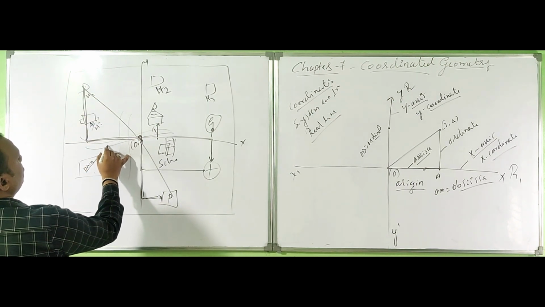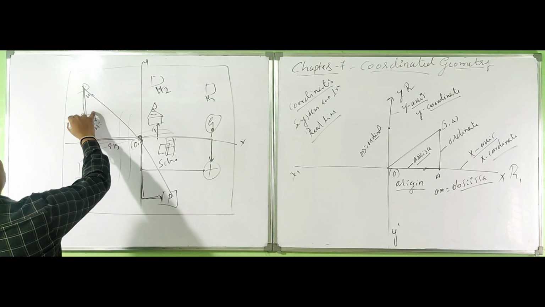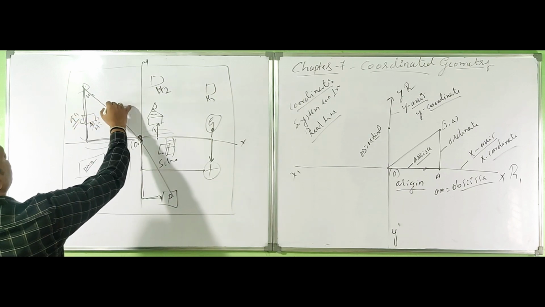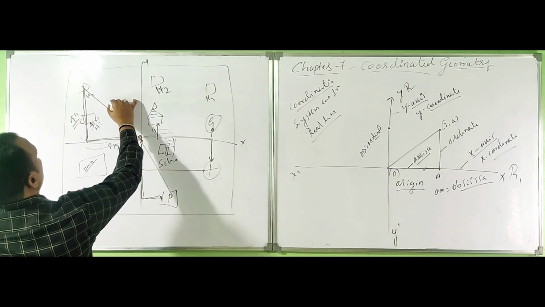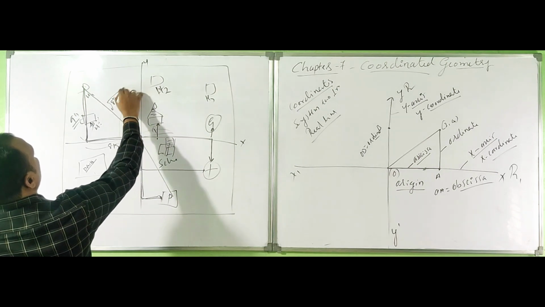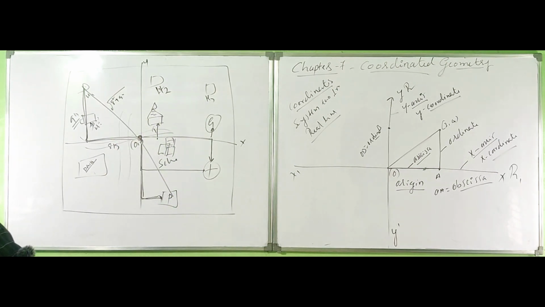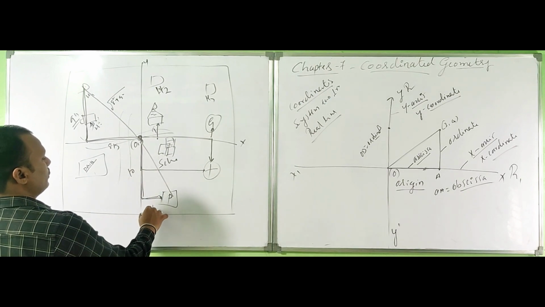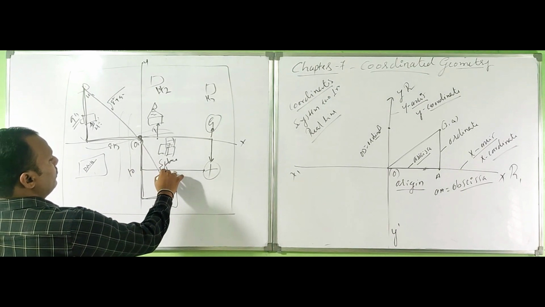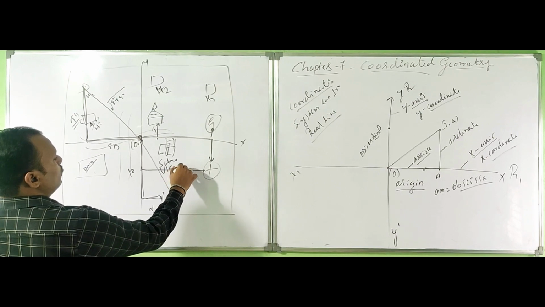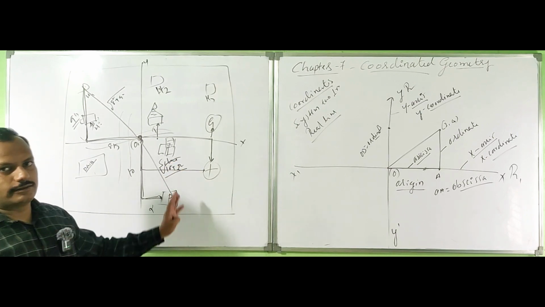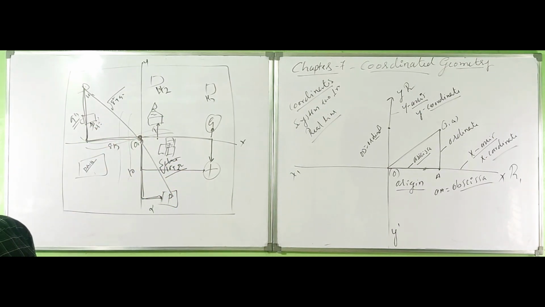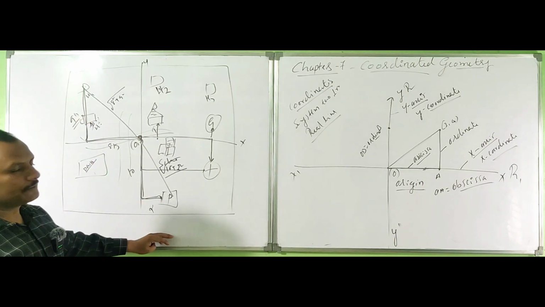If this is 8 kilometers and this is 9 kilometers, then obviously we can find it. This one is the square root of 8 squared plus 9 squared. From this point, again, this is 10 kilometers and this is 2 kilometers. Again this distance will be the square root of 10 squared plus 2 squared. So add this and you get the distance from here to here.